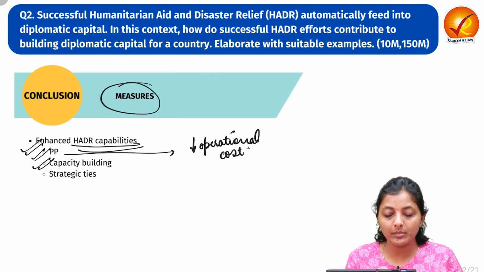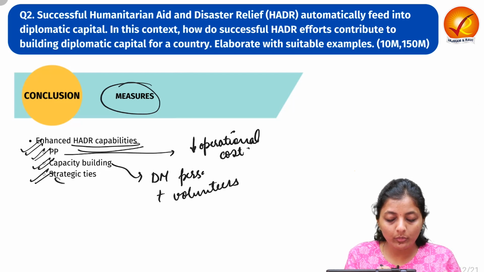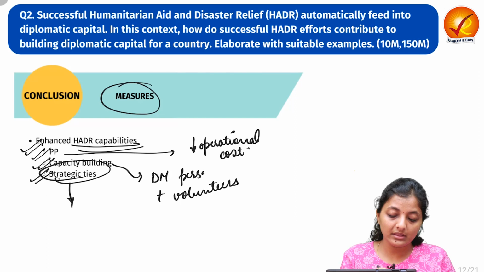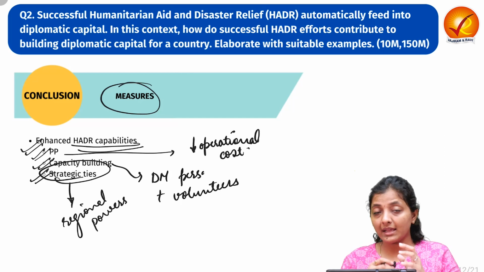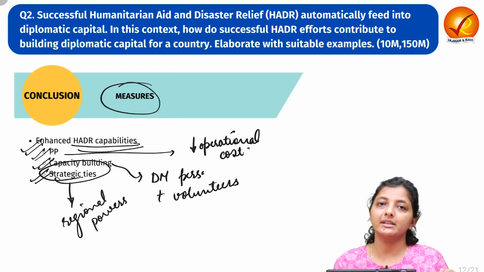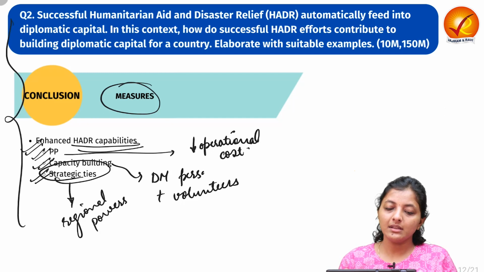Next is the capacity building of disaster management personnel and also volunteers. Then we need to build strategic ties with regional powers or regional forums so as to enhance the capabilities of HADR efforts. So this way we are completing the second question.